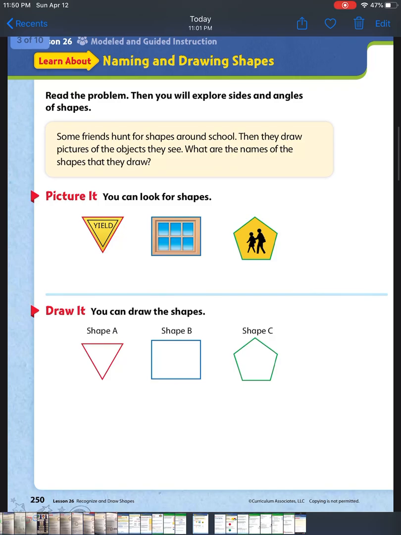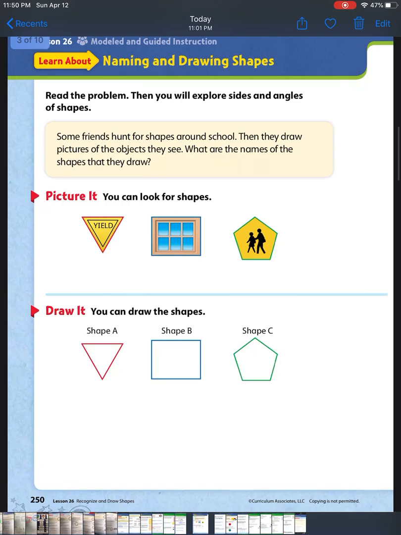We're going to be doing a page from our 3+8 book together today. This is page 250. We are still on lesson 26, Recognize and Draw Shapes. At the top of the page it says naming and drawing shapes, so that's what we're going to be doing today. If you read the directions, they say, read the problem, then you will explore sides and angles of shapes. The yellow box says, some friends hunt for shapes around school. Then they draw pictures of the objects they see. What are the names of the shapes that they draw?